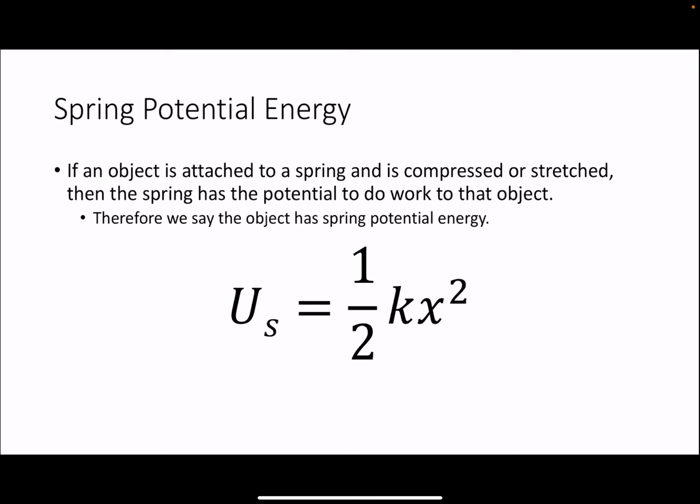This equation looks quite similar to the kinetic energy equation. That's fine. It should. It comes from similar physics. So our spring potential energy is equal to 1/2 k x squared, where k is our spring constant, the same one that we would use in forces. So it's just your spring constant. And then x is the same thing as when we use springs in forces. This is the displacement of the spring. So it's how much the spring is compressed or stretched.